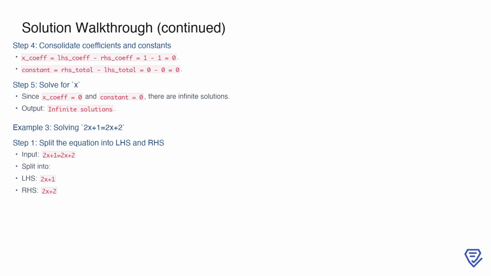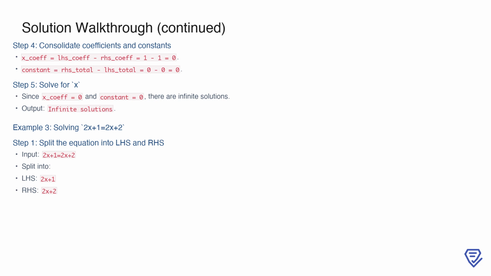Next, we consolidate the coefficients and constants for x equals x. The overall coefficient of x is the LHS coefficient minus the RHS coefficient, which is 1 minus 1 equals 0. The consolidated constant is the RHS total minus the LHS total, which is 0 minus 0 equals 0. Since the coefficient of x is 0 and the constant is also 0, this equation has infinite solutions, meaning any value of x satisfies the equation. Therefore, the output is infinite solutions.